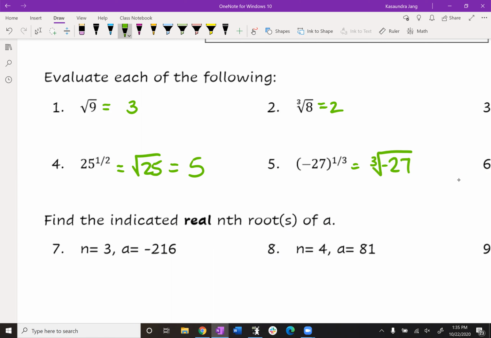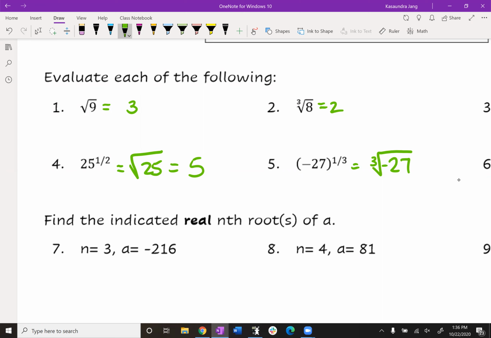Now, if they did not write a 2 right here, they don't need to. If they don't put what kind of root it is, we are going to assume it is a square root. All right, but I'm going to look at number 5 here, the cube root of -27. What can I multiply 3 of, 3 of the same thing, and get a -27? Which one? What do you guys think here?